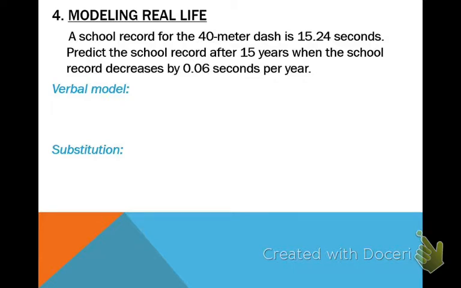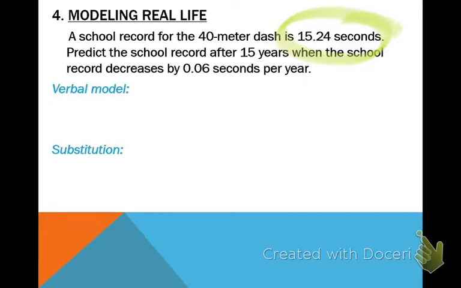So right now we have someone who, let's say, is anybody in here interested in track and field? You're a good runner. Okay, Sequest, we're going to use you as an example. So let's imagine Sequest has set a record. Right now, he's able to do the 40-meter dash in 15.24 seconds. That's awesome. That's the school record. He's beat everybody in the past.